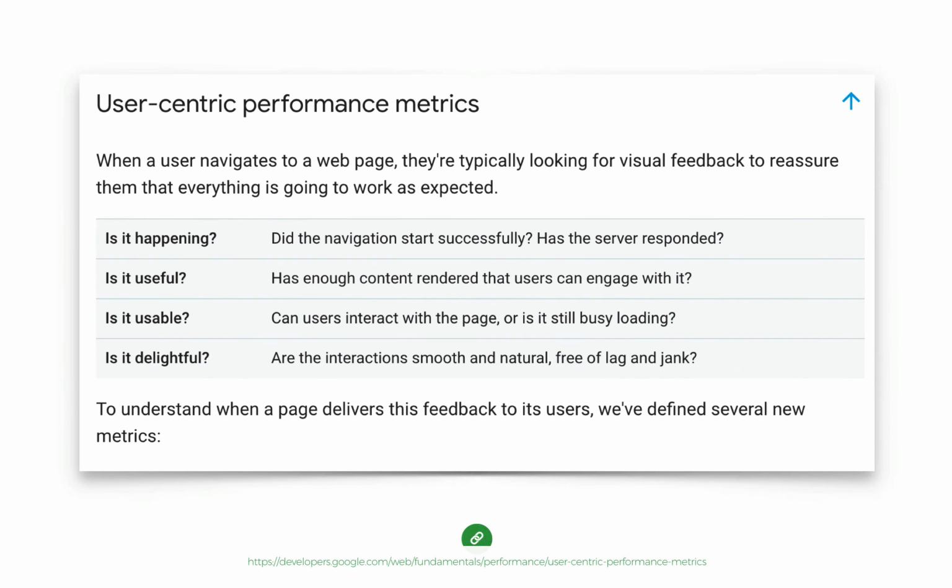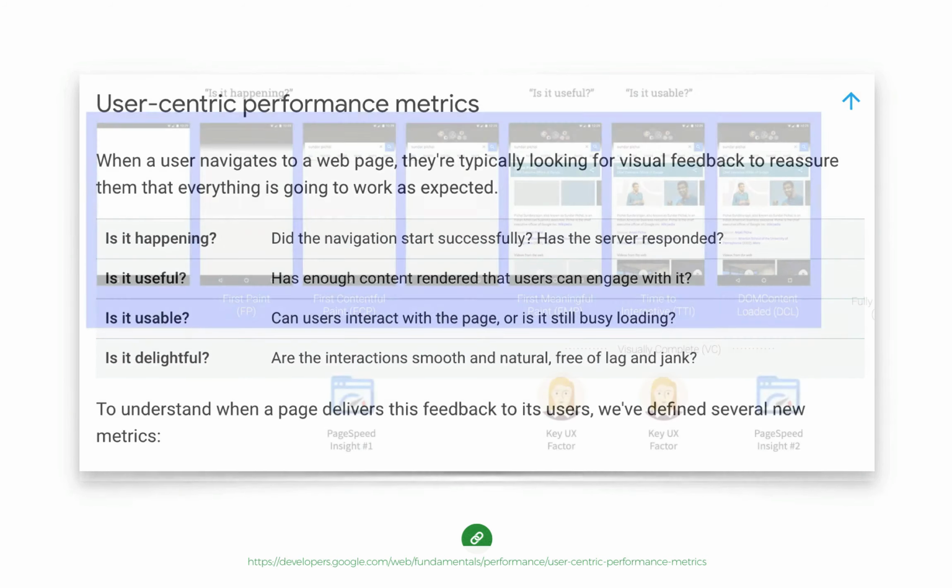This is a table from Google's performance metrics articles that describes the idea of user-centric metrics really well, I think. It talks about observations or judgments that the user might make as a page is loading. And these observations may be things like, is it happening yet? Or, yes, something is happening, but is it useful to look at yet? I can see something, but is it actually useful yet? Can I use it? And then I'm using this, but is it nice to use? Is it pleasant to use?